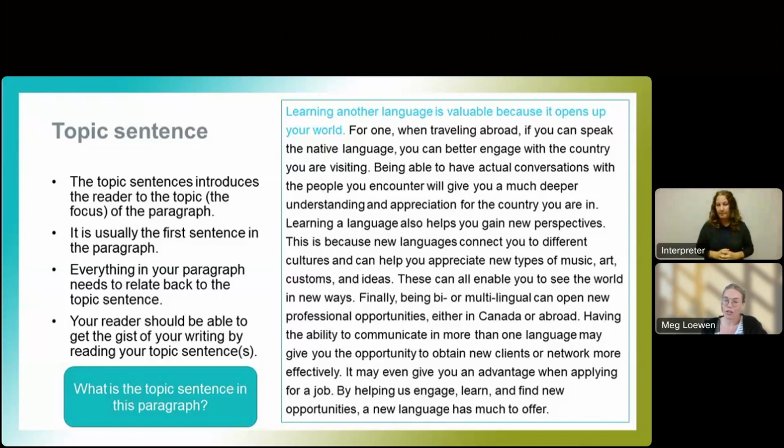So your reader, just by reading your very first sentence, should have a sense of what your whole paragraph is about. They can now anticipate some of the things that you might say, making it easier to follow your ideas. So your reader should get the gist or the main idea of your writing simply by reading your topic sentence.